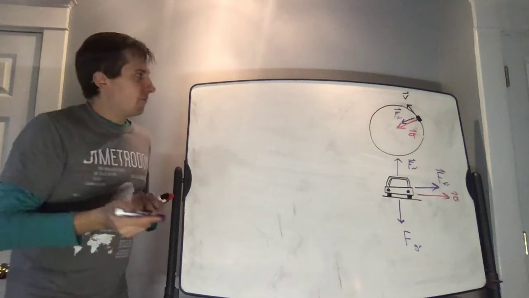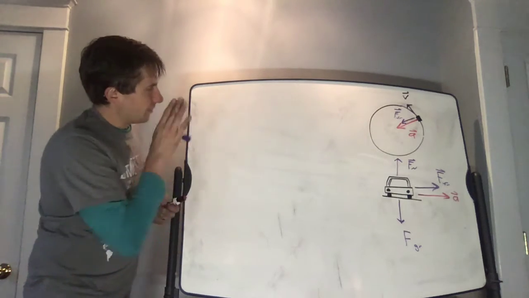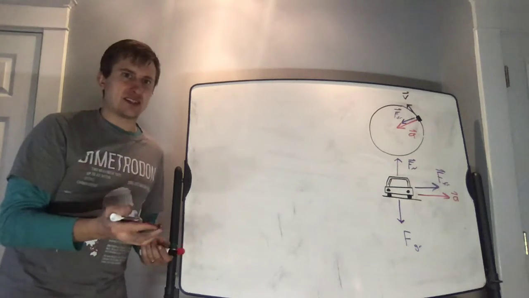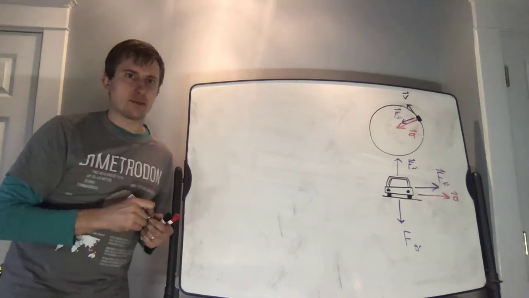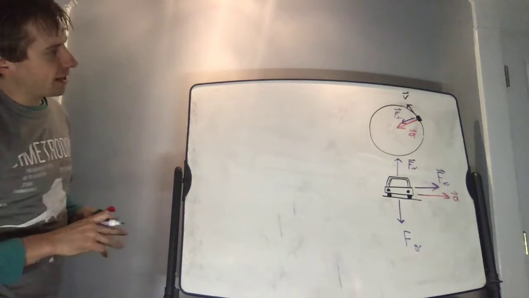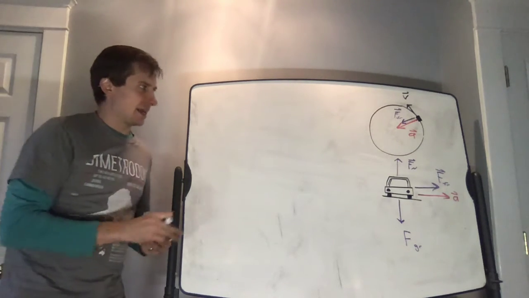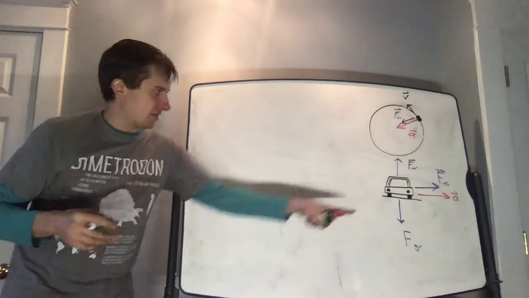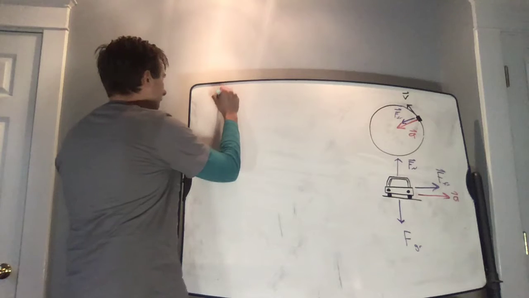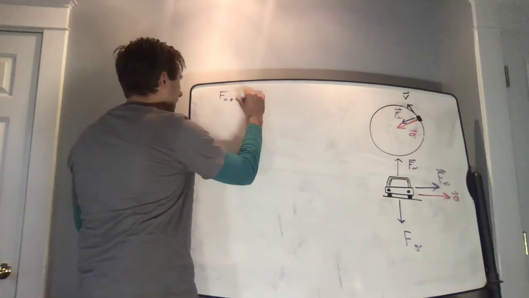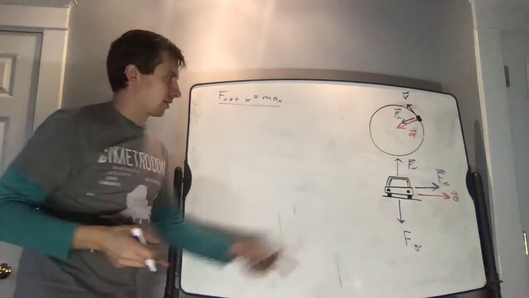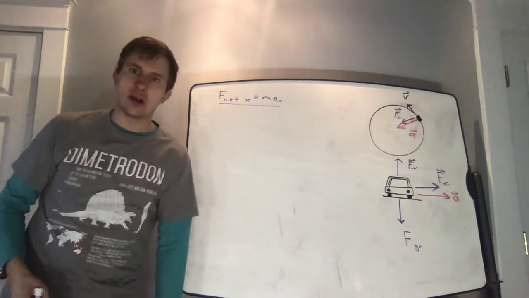Now let's see if we can make a statement about the force of friction and what must be necessary to prevent the car from skidding. So I see the force of friction as the only force acting in the x direction on this picture down here. So I could say F net x equals m a x. I'm setting up Newton's second law in the x direction over here.